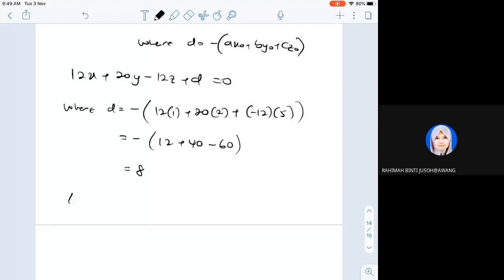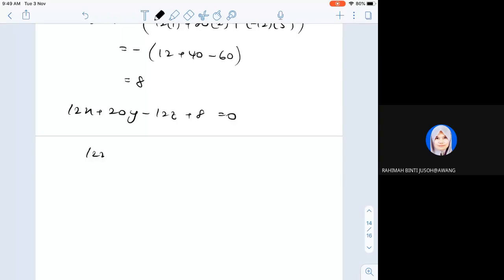Alright, so we will have 12x plus 20y minus 12z plus 8 equals to 0. So we can rewrite this as 12x plus 20y minus 12z equals to negative 8. So we can simplify this, divide by 4, right? Divide by 4 ni dapat 3x, yang ni dapat 5y minus 3z, yang ni negative 2. Betul tak jawapan belakang? Betul lah tu. Okay, so done.